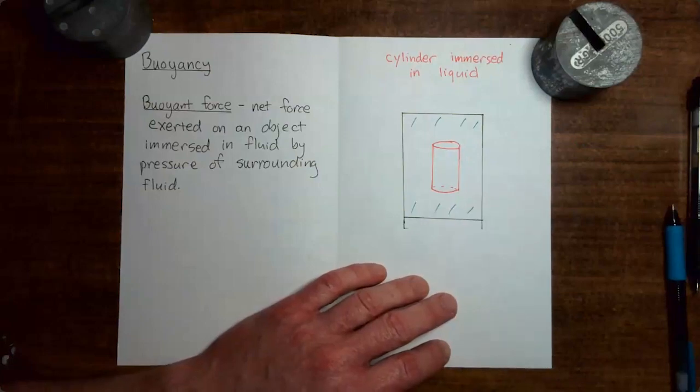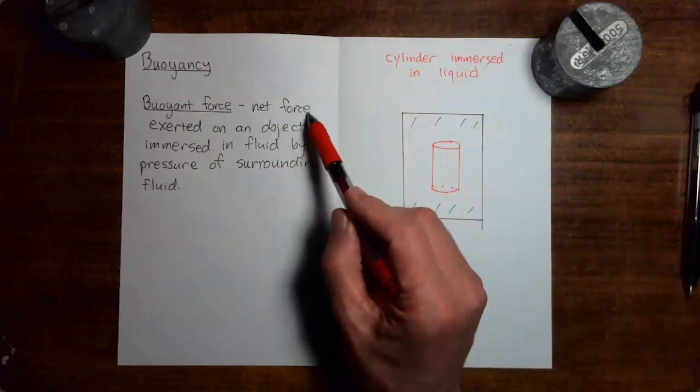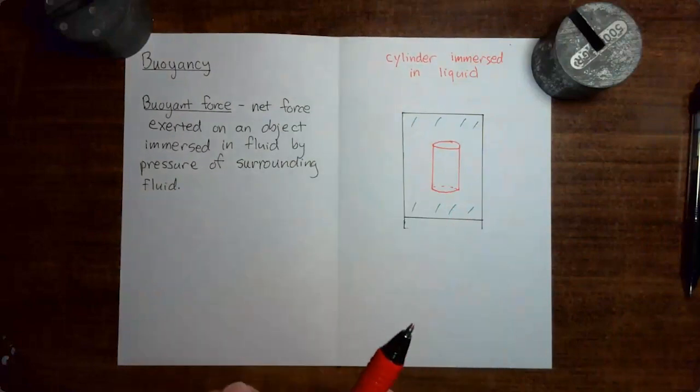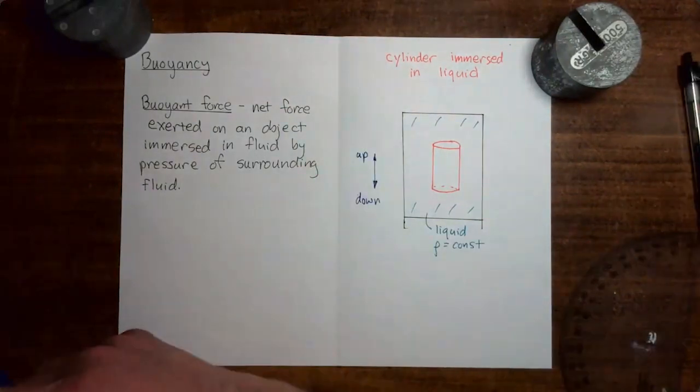Let's start by looking at an example. In this video, I'm going to introduce you to the idea of the buoyant force. The buoyant force is the net force exerted on an object immersed in a fluid by the pressure of the surrounding fluid. To begin, let's look at an example.